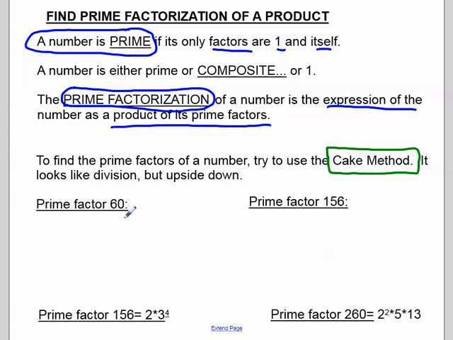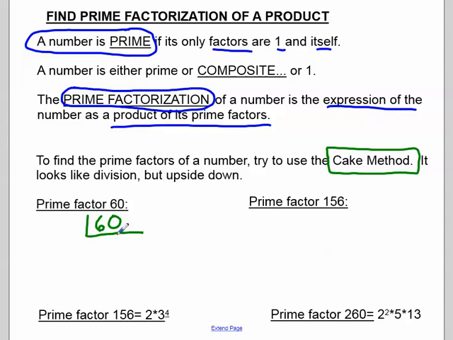The cake method really is going to be helpful to find prime factors of some pretty big numbers. We don't need the cake method for finding the prime factorization of 6, because that's pretty straightforward. But if we use 60 as an example, we're going to use the cake method for this. Let's find the prime factorization of 60.